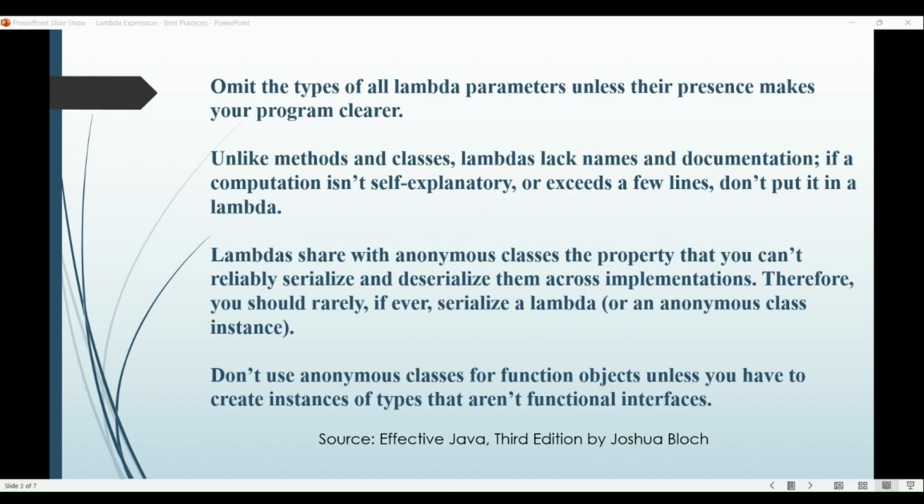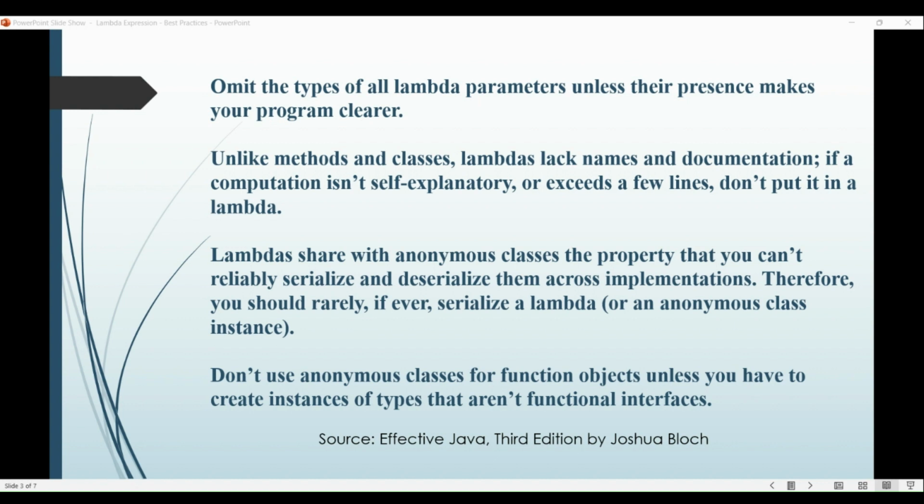The first point is omit the types of all lambda parameters unless their presence makes your program clearer. One benefit of lambda expression is that the compiler deduces these types from the context using a process called type inference. Some cases the compiler won't be able to determine the types and then you have to specify them. So if the compiler generates an error that you specify the type of the lambda parameter, then you specify it. And if there is no need to specify the data type of a parameter inside a lambda expression, then you must omit that. There's no need to put a data type if it is not needed, because it's best to use the type inference facility provided by the language.